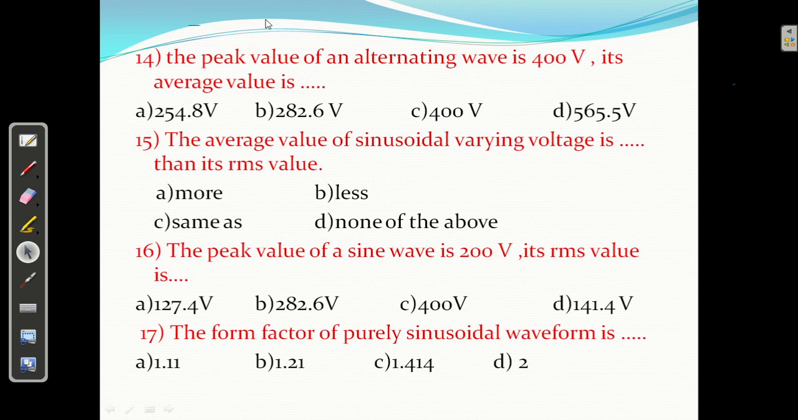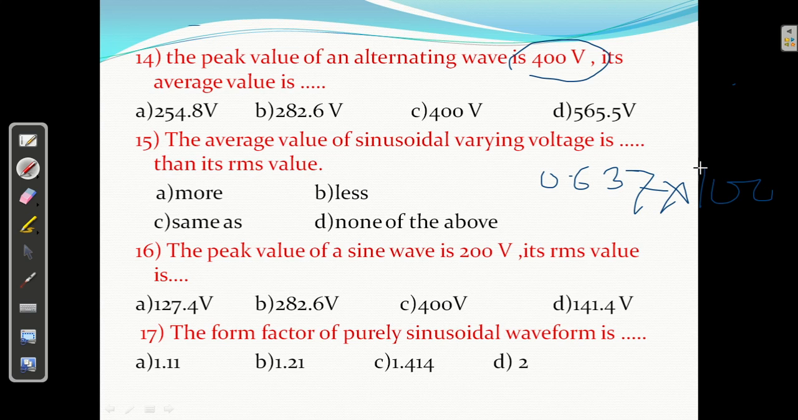Question number 14. The peak value of an alternating wave is 400 volt. So its average value क्या आएगी? 0.637 into 400. So it is 400 है, तो इसका average value 0.637 into 400, it is 254. So A answer is correct, right?